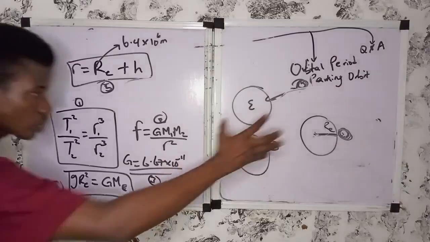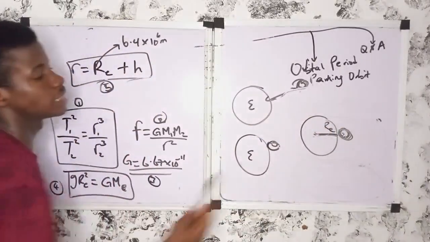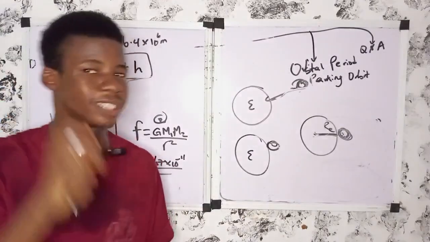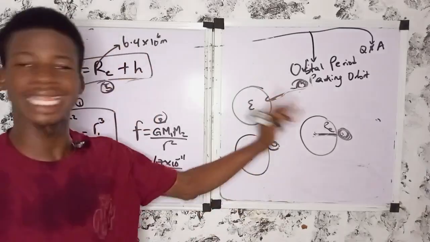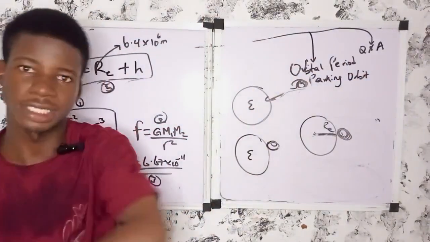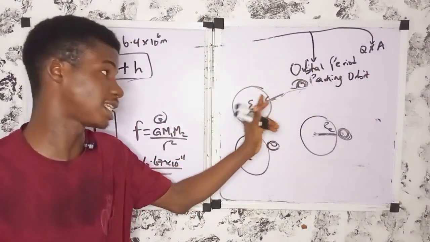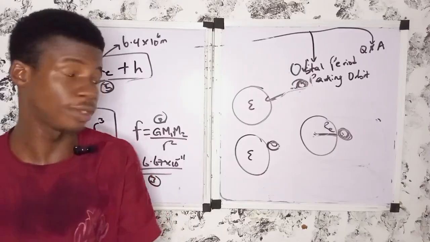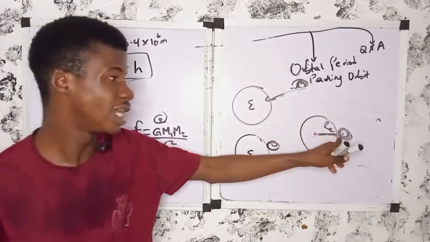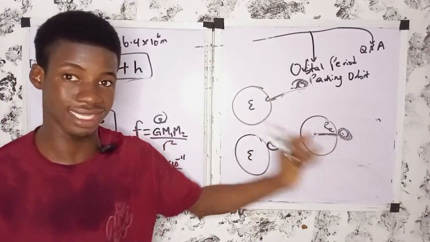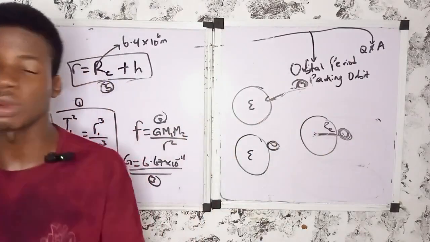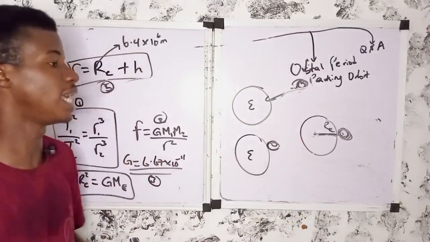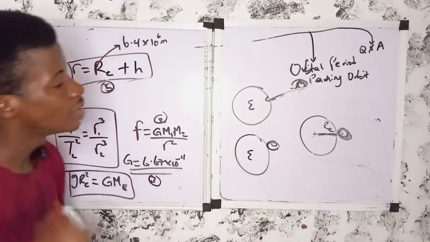Now, when a satellite is placed at the surface of the Earth, the formula you are going to use to calculate the orbital velocity is different from when the satellite is far away from the Earth. Which formula are we going to use to calculate the orbital velocity when the satellite is close to the Earth's surface, or at the Earth's surface? So it's very easy.